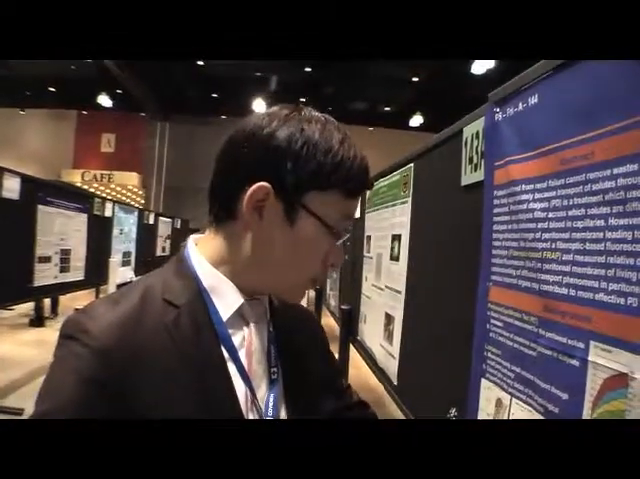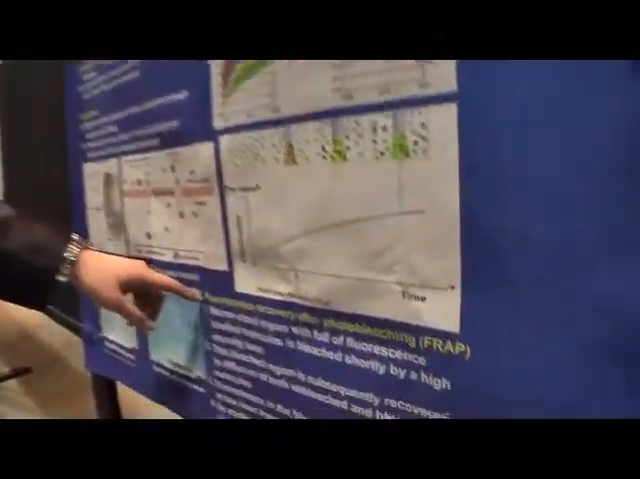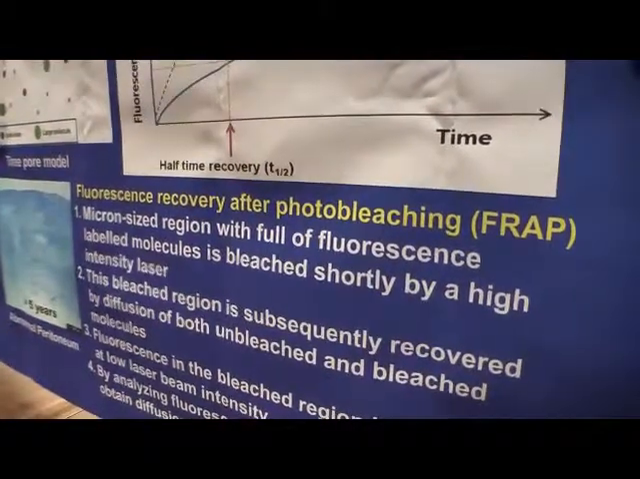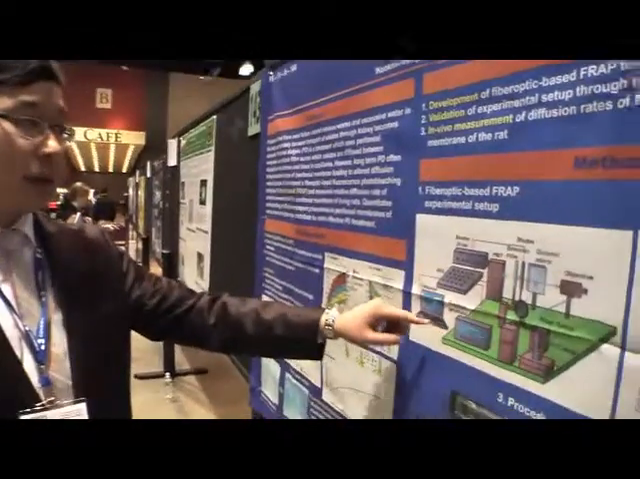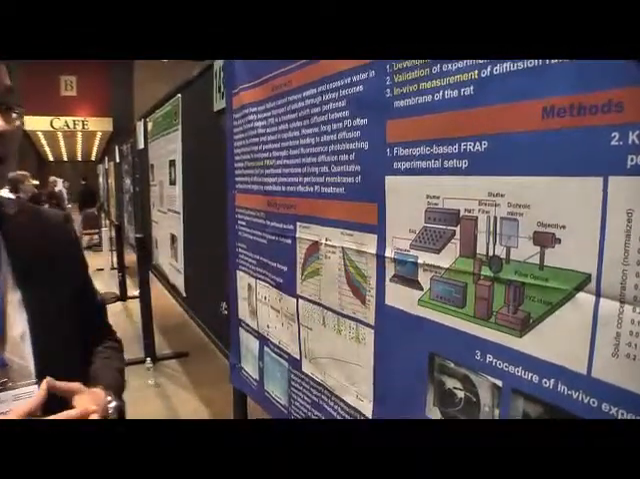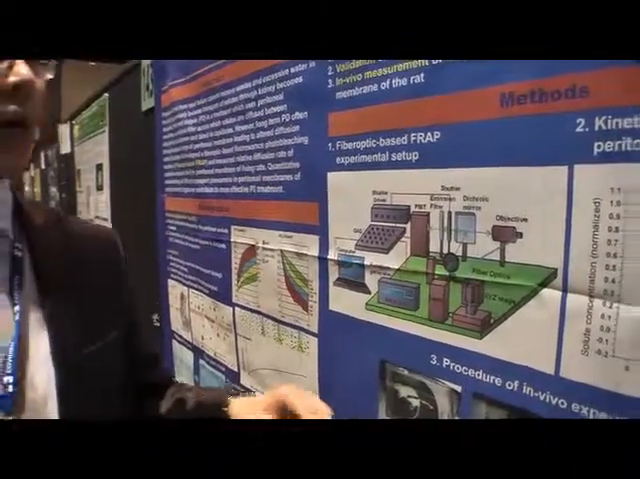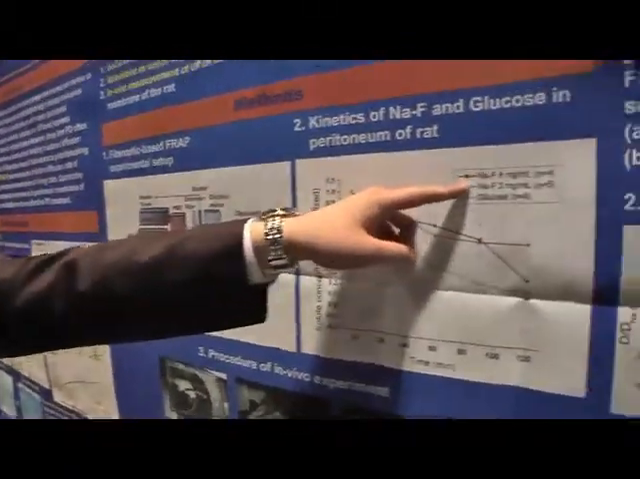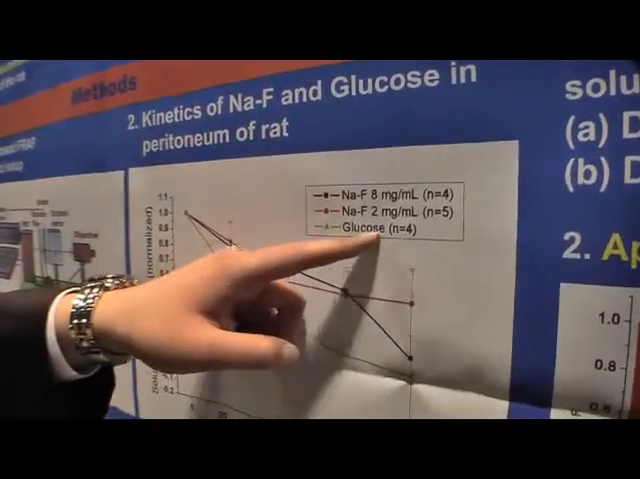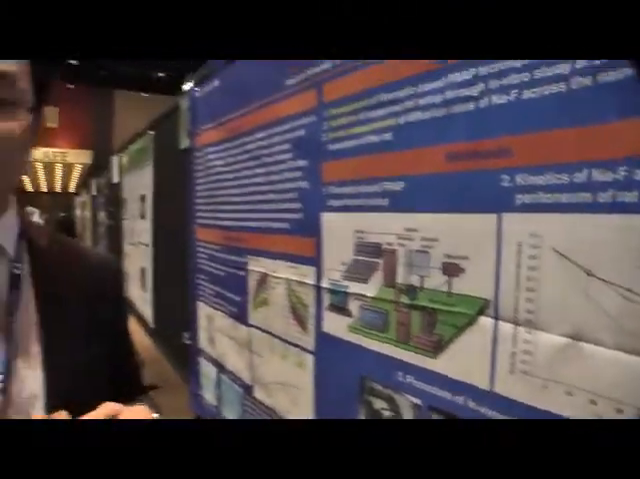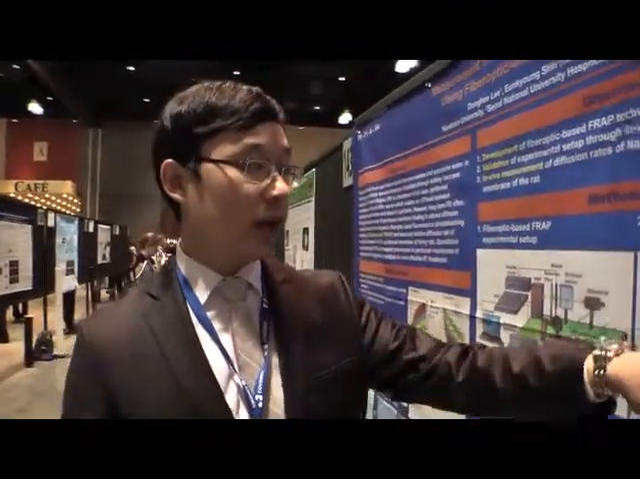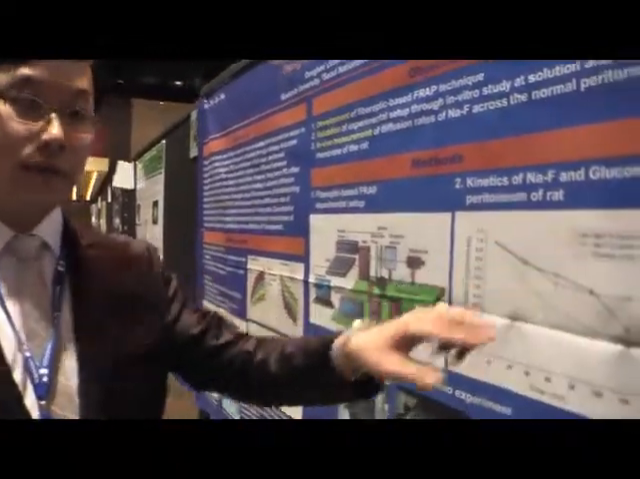So this is our technique. This is a very conventional method to measure the motility of a protein in a cell. However, we modified this method by using fiber optics like this. This is our experimental setup. We selected NaF as a surrogate marker for the relative diffusion of glucose, because in dialysis fluid there is a lot of glucose. They have similar kinetics, so we chose NaF.